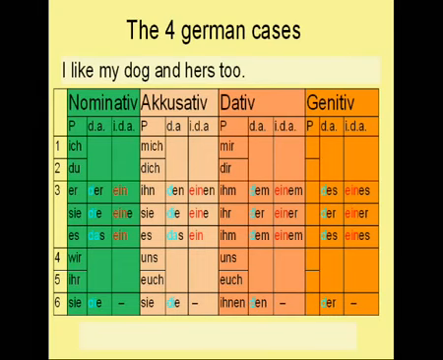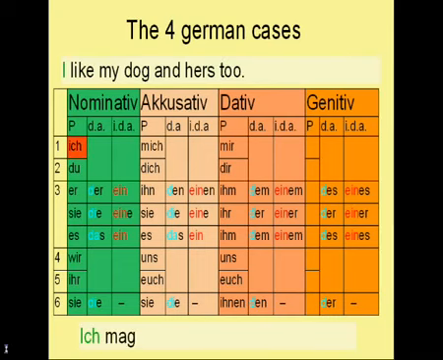Here's another one. I like my dog and hers too. Which one is the subject of the sentence? I. So I is the personal pronoun in the nominative case and is translated with ich. The sentence starts with ich mag. Now my dog and hers are the object of the sentence. And now we need to know if they are the indirect object or the direct object. In German, after the verb like, which means mögen, always follows the direct object, which means the accusative object. So my dog and hers are in the accusative case.